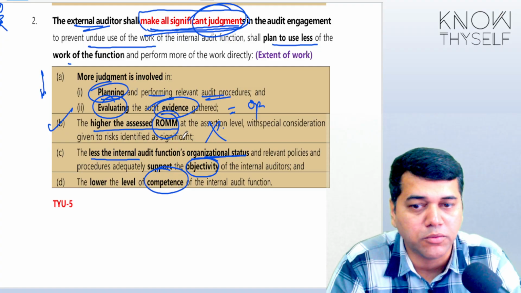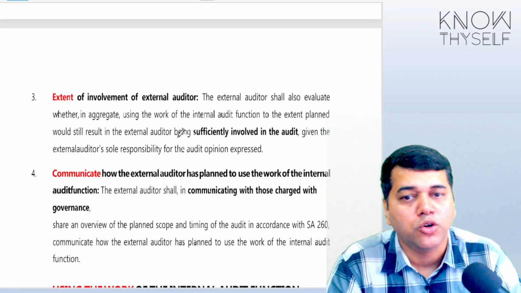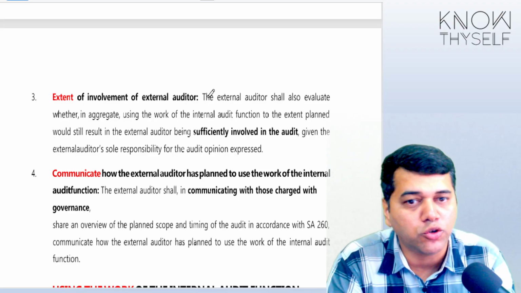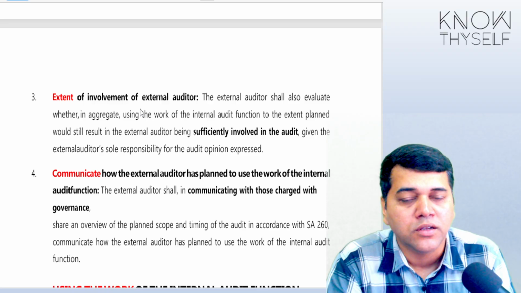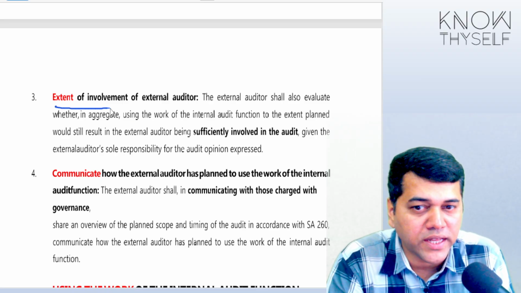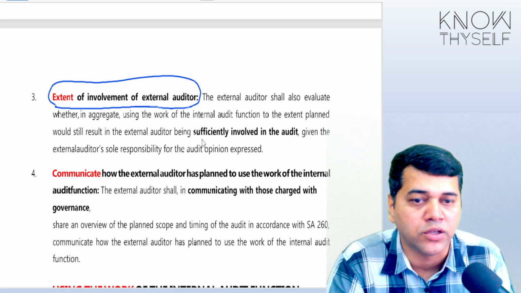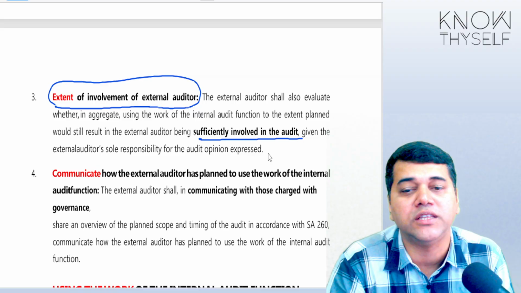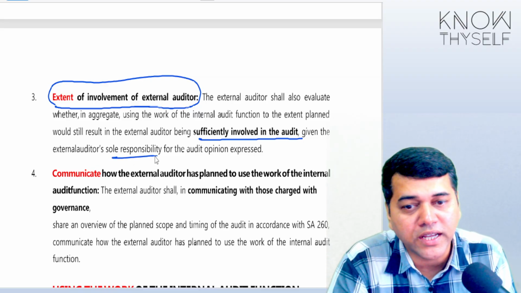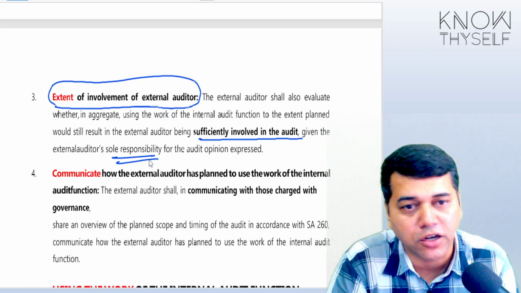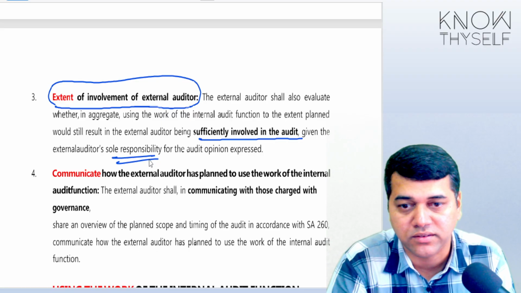Are you clear now about this point? Now, to what extent should the external auditor be involved? Okay, you started to use the work. When you start to use the work, to what extent should you be involved? The external auditor should be sufficiently involved in the audit, because you take the sole responsibility. You should simply not rely 100% on the internal auditors because they lack independence.